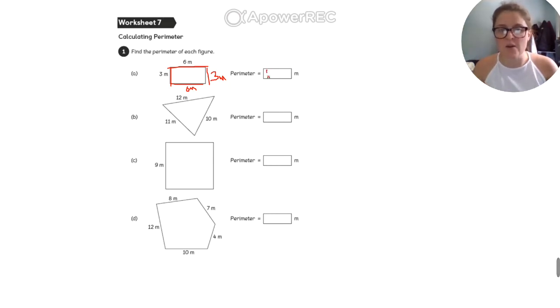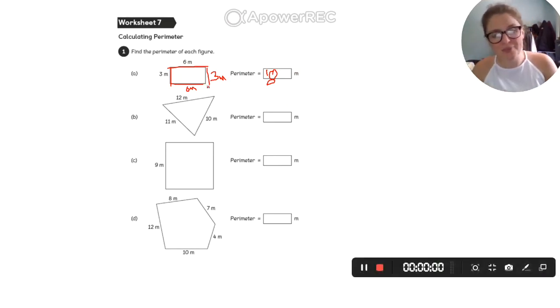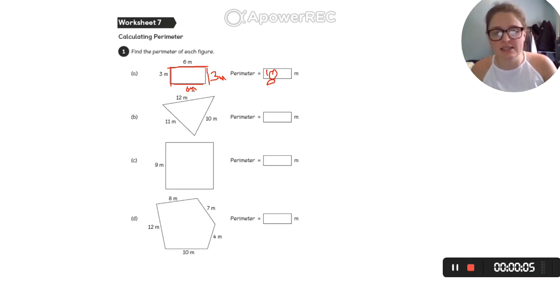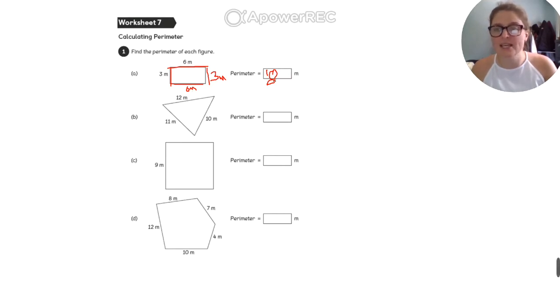So I know that all of these added together equals 18 meters. You'll have to excuse my handwriting, hawks and herons. I'm terribly sorry, but it's really hard to write with a mouse. So I know that 3 add 6 add 3 add 6, all 4 of those sides added together equals 18. Pause me now and you do the rest.